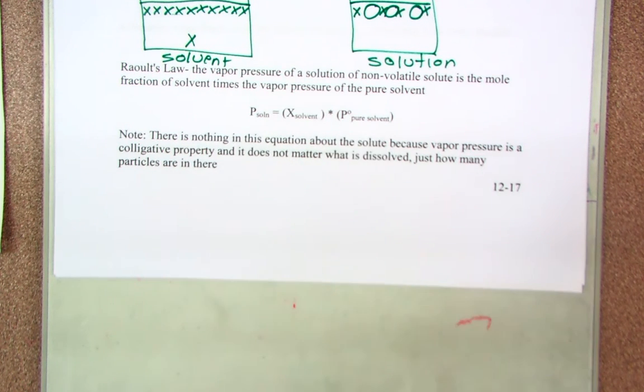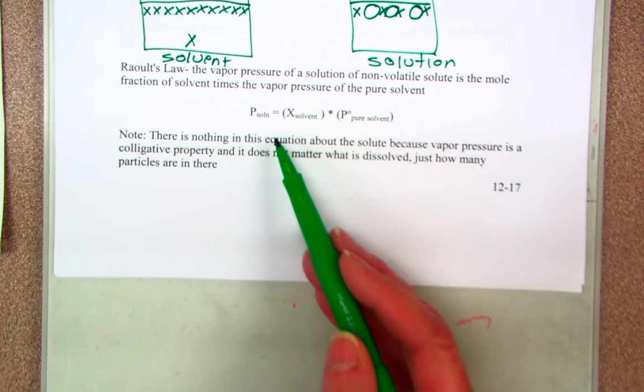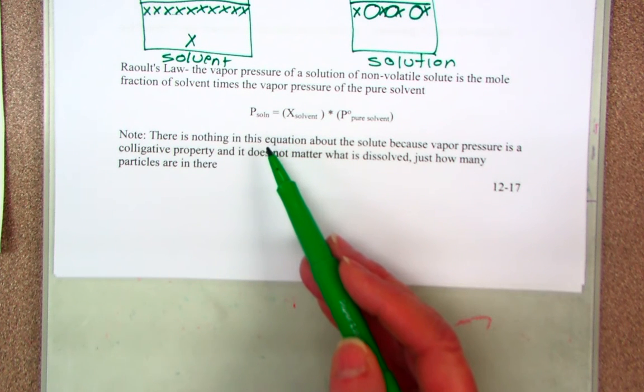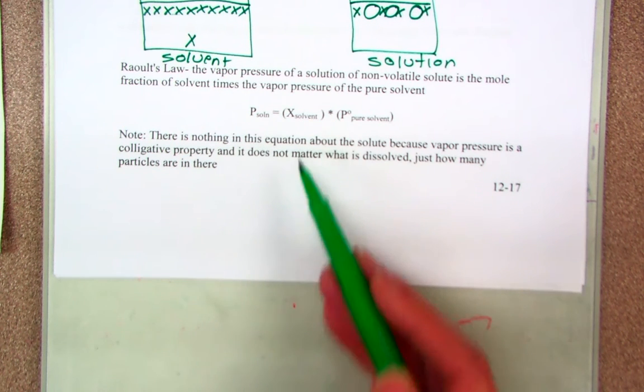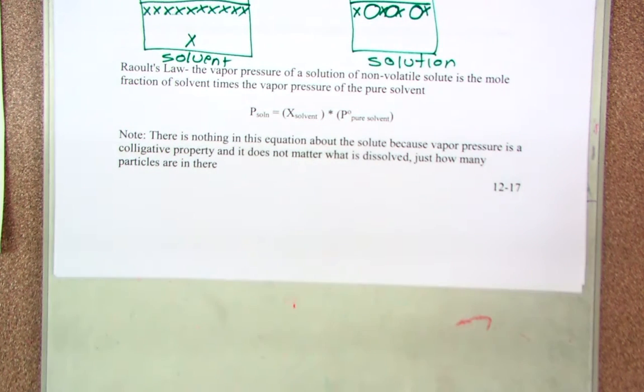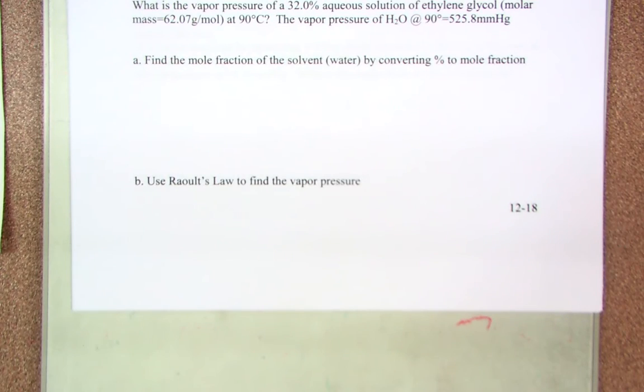solvent. Now, when you look at this, you notice there is nothing in this equation about the solute. I have the mole fraction of the solvent. So that tells us it's how much solvent is there at the surface that is affecting the pressure. It doesn't matter what the particles are. So we think about this. Okay, this is pretty straightforward algebra. I have three variables. I know two of them. I can solve for the missing variable.